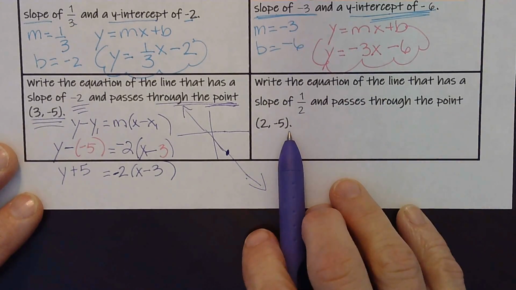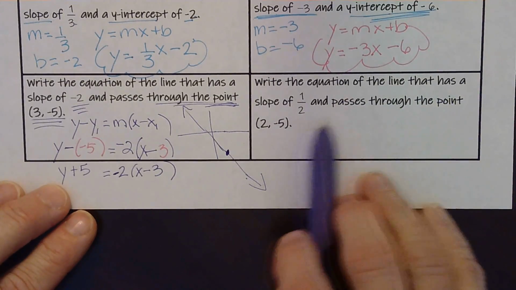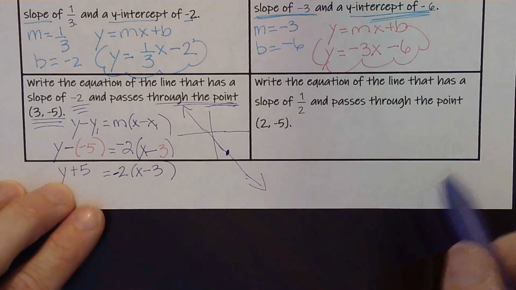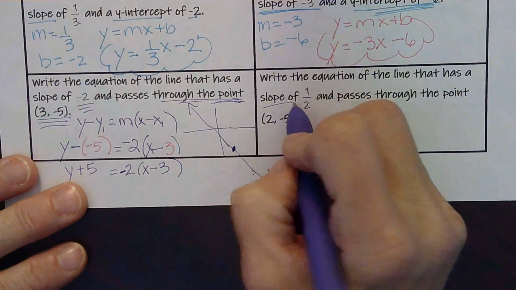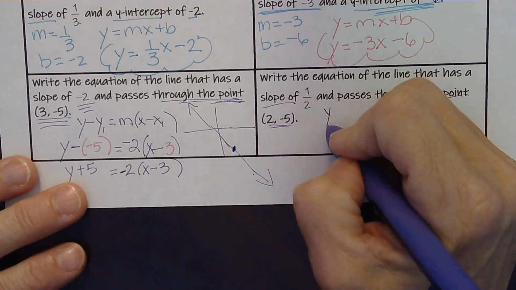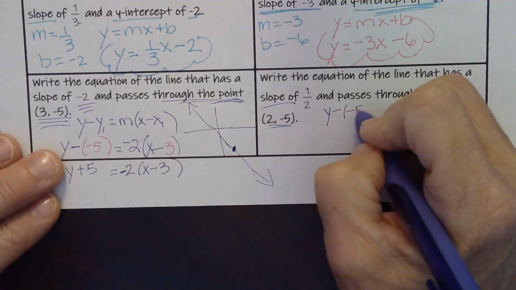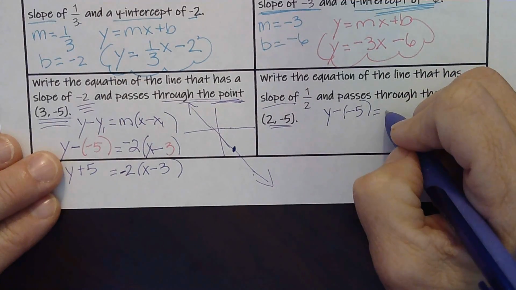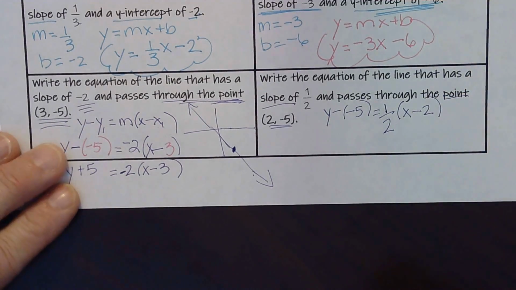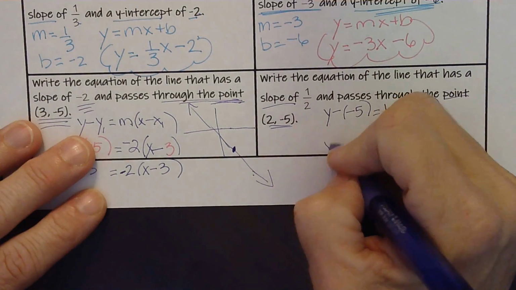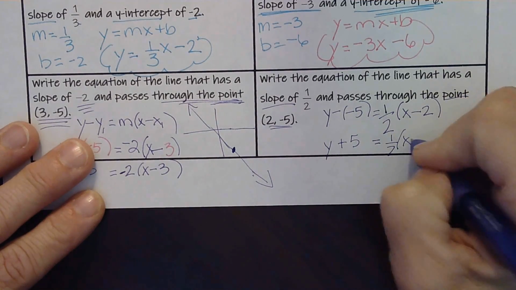All right, let's do one more. In this next example, we write the equation of the line that has a slope of 1/2 and passes through the point (2, -5). Okay, so we have the slope and we have a point. So I'm going to start with y minus y sub 1, which is negative 5, equals m, which is the slope of 1/2, times x minus 2. When I clean this up, I get y plus 5 equals 1/2 times x minus 2.